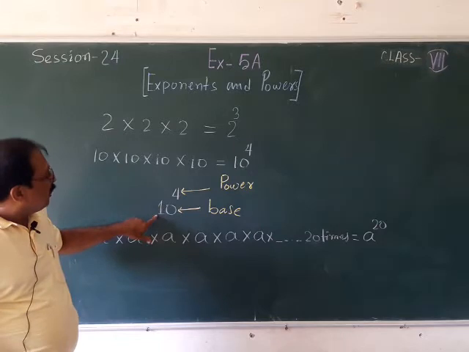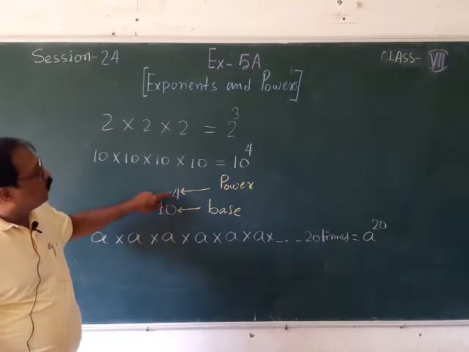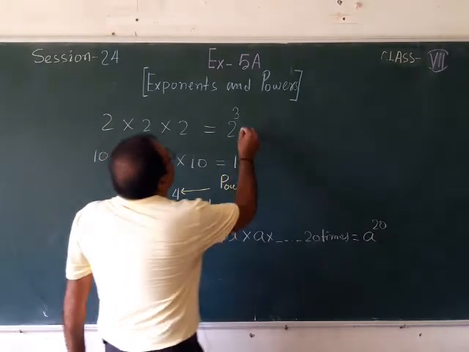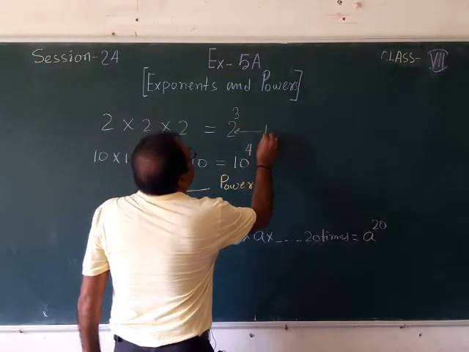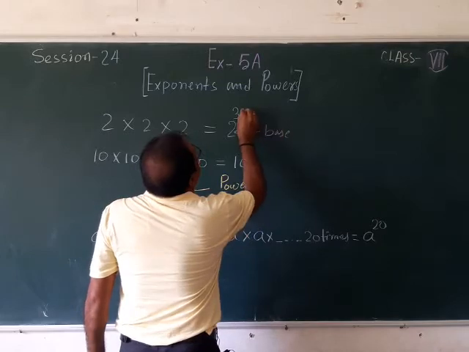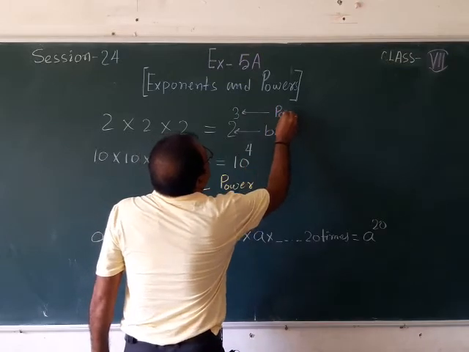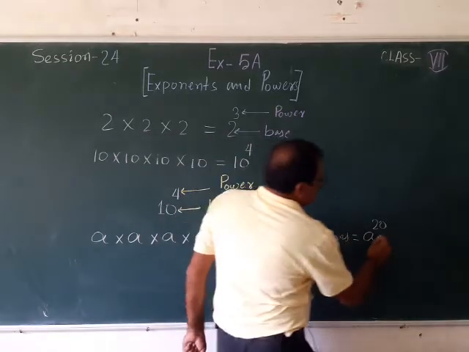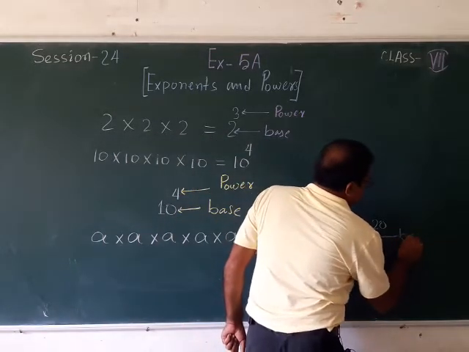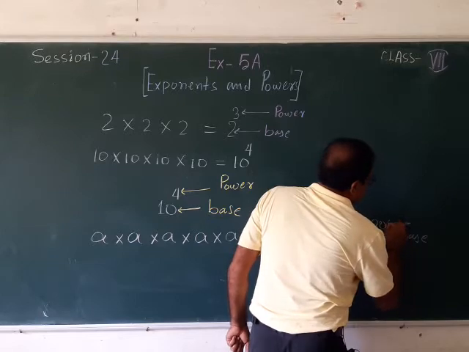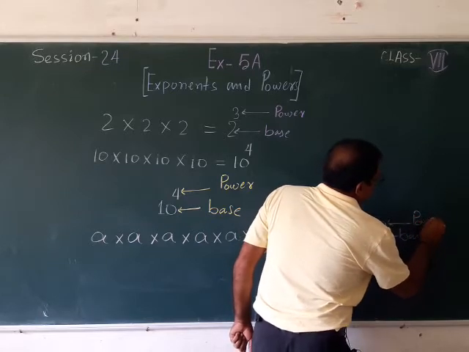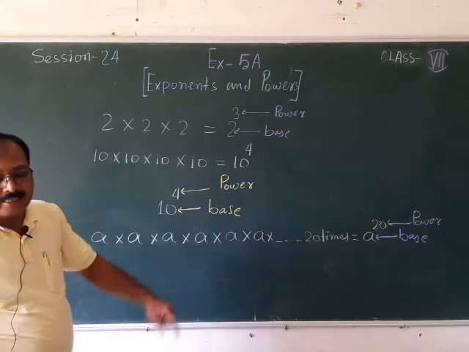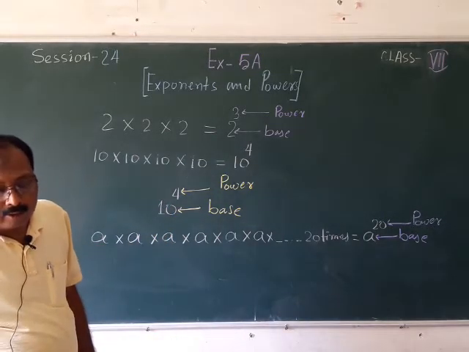Here, 10 is called the base and 4 is called the power. Here also, if I tell you 2 is the base, you can see that this 2 is the base and this 3 is the power. So you can understand like that. Here you can see that a is the base and 20 is the power. So you have to understand first of all what the base is and what its exponent or power is. Okay.